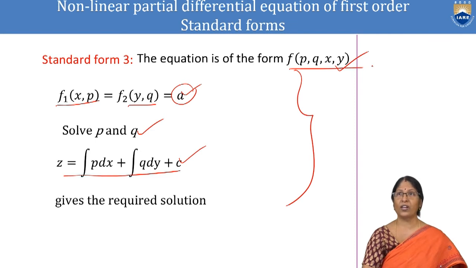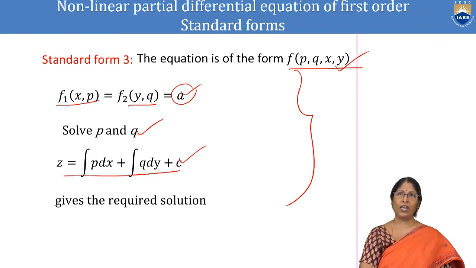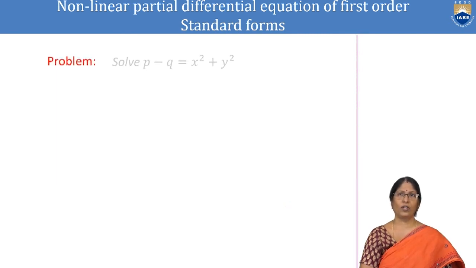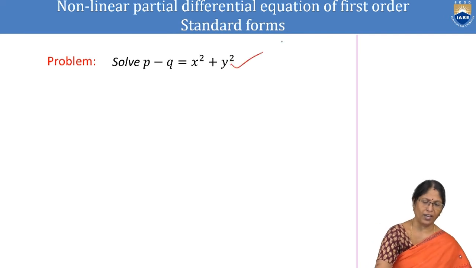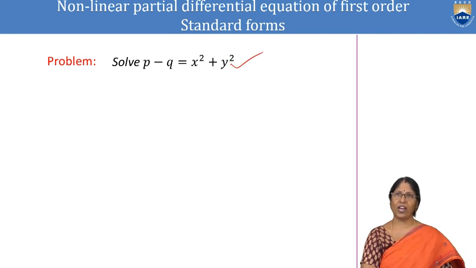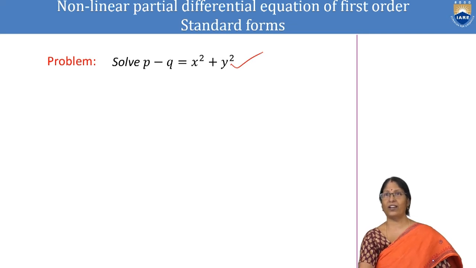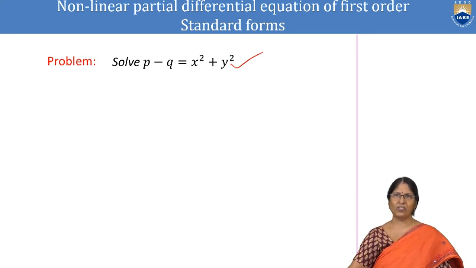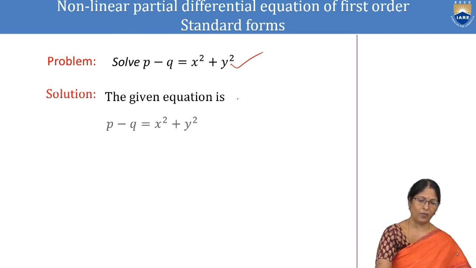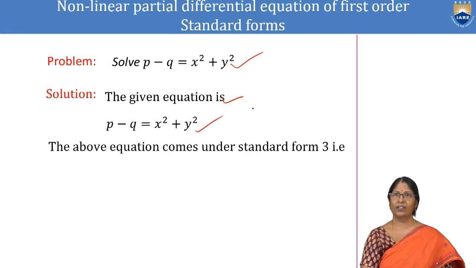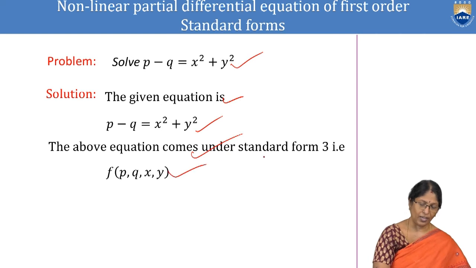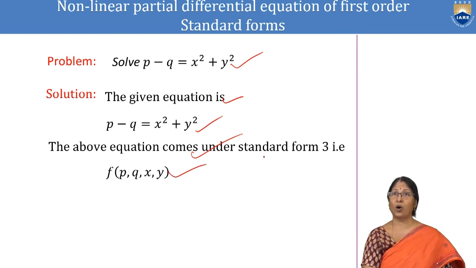Strictly, the equation has the variables p, q, x and y. We will solve your problem. We are noticing here that p is there, q is there, x and y are there, z is neglected. So it gives a clear picture. Yes, proceed towards standard form 3. The given equation is presented here. The above equation comes under standard form 3, so it is f(p, q, x, y).